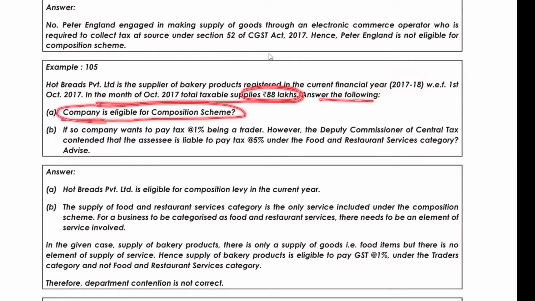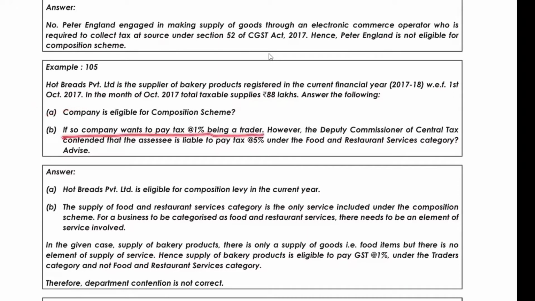Bakery products means not services, goods. Turnover was 88 lakh, so less than 1.5 crore. Assuming it is not 75 lakh, he is eligible. If so, the company wants to pay tax of 1% being a trader.